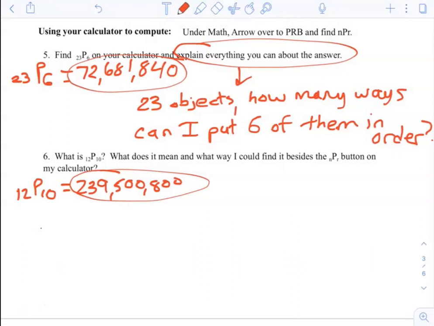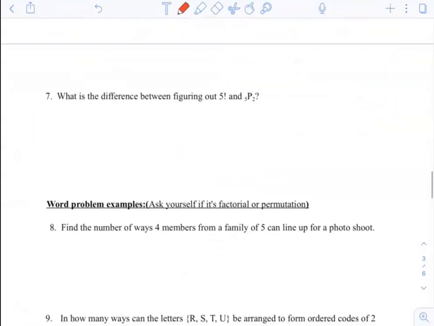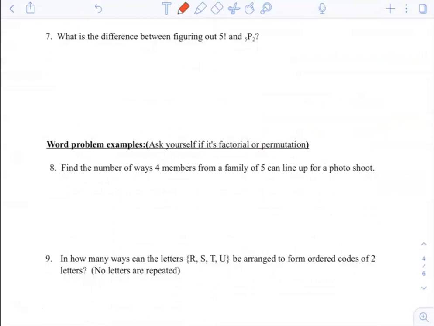Okay, there's going to be a lot of ways you can do that as soon as you start getting some bigger numbers in there. Okay, moving on. The difference between figuring out 5 factorial and 5p2. Well, if you're talking about your calculator, they're just two different buttons. 5 factorial is just 5 times 4 times 3 times 2 times 1. So 5 factorial is this, which is 120.